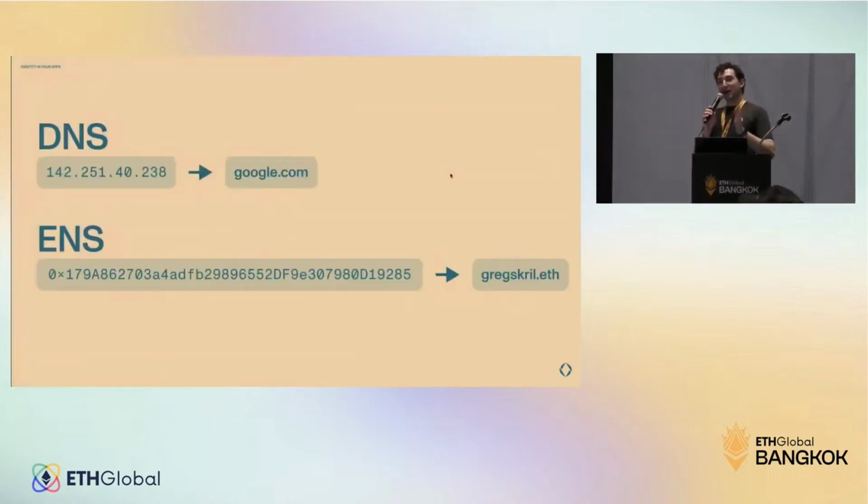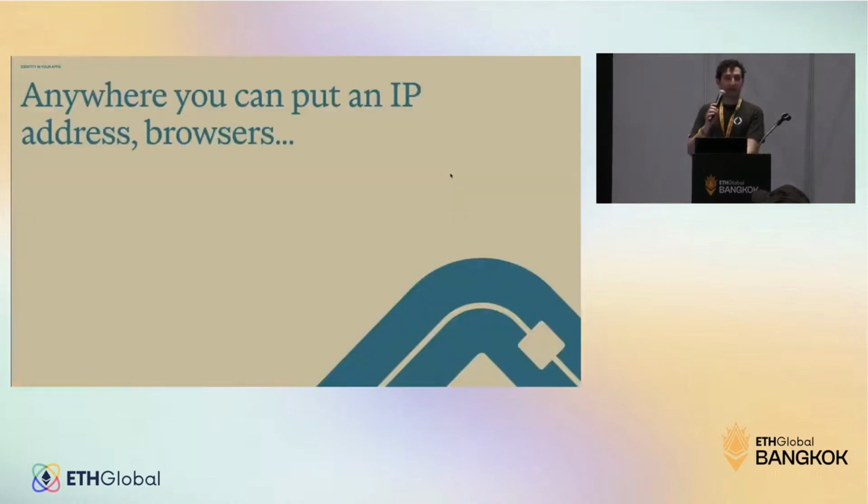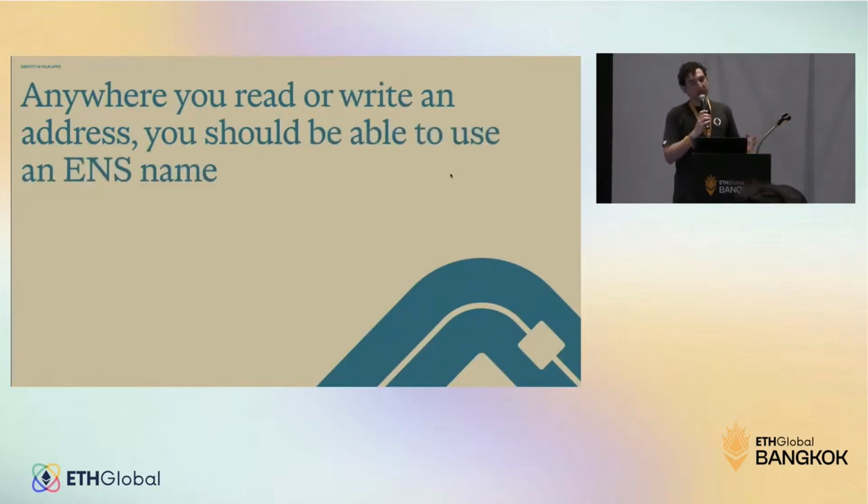A common way to understand ENS is similar to DNS. DNS is everywhere. It's in the browsers that we use every day. It maps IP addresses to human-readable names. So instead of typing in an IP address in a browser, you type in google.com. Similarly, for ENS, anywhere I use this address, gregscroll.eth represents me instead. Anywhere browsers show IP addresses, you should use names. Similarly, anywhere you read or write an address, you should be able to use an ENS name.